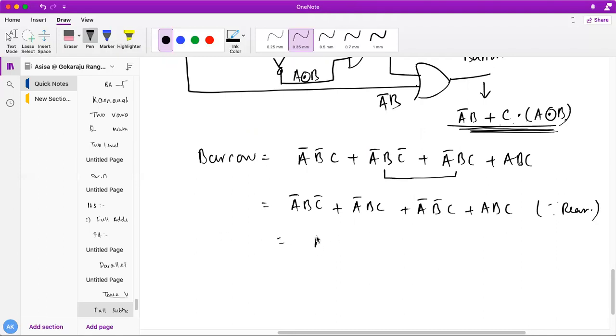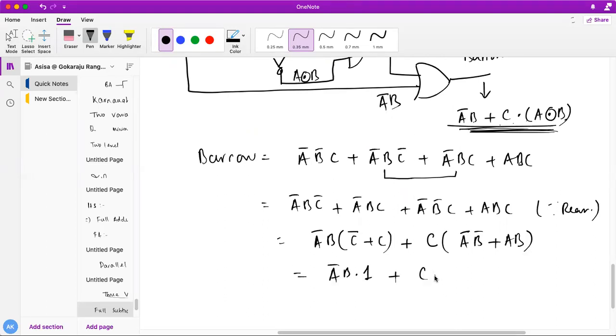Next, I can apply the distributive law here, which gives C bar or C, and for this one I can take C again with the distributive law, which gives A bar B bar or AB. So see here, this is my A bar B and 1. This is my C and A XOR B. Understand, students? So this is finally what I have got: A bar B or C and A XOR B. This is another equation of my borrow.